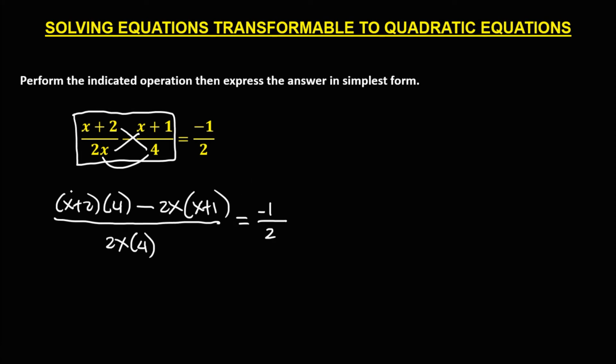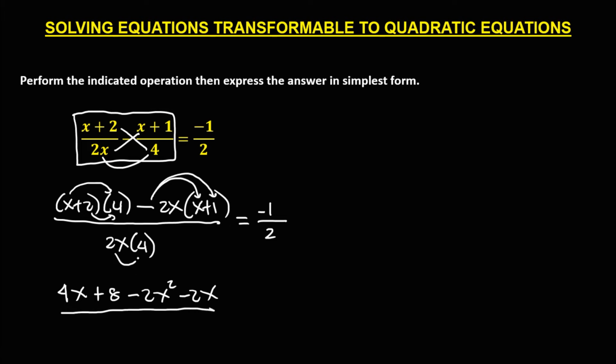Then simplify. So x times 4 is 4x, and 2 times 4 is positive 8. Then negative 2x times x is negative 2x squared, and negative 2x times 1 is negative 2x. Then over 2x times 4, this one is 8x, equals negative 1 over 2.